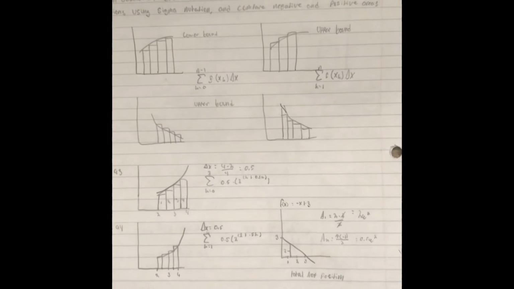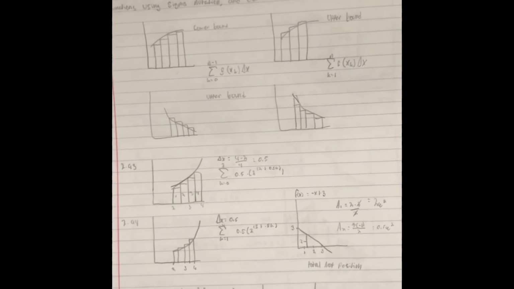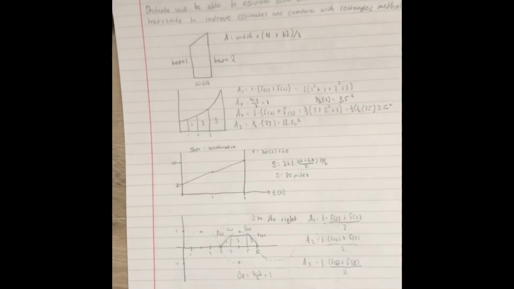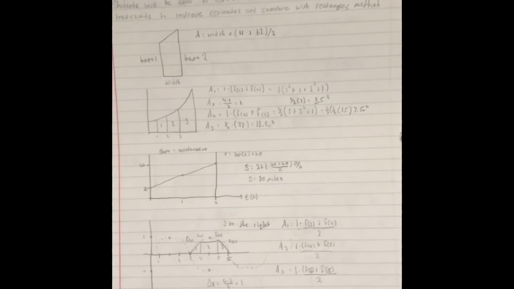For day 16, we estimated area under exponential functions using sigma notation and compared negative and positive areas. Day 17, we estimated the area under a curve using trapezoids to improve estimates and compare with the rectangles method.